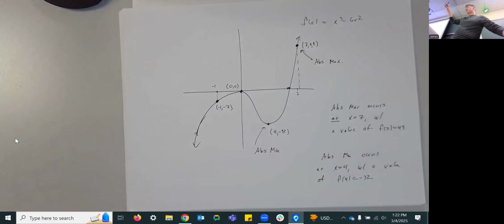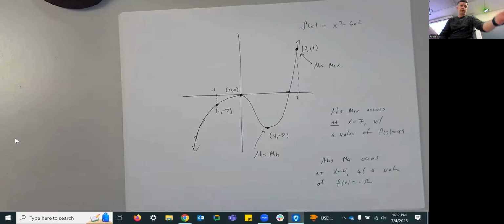The original function. So when you're testing for absolute or global extrema, we're always finding the critical points and the endpoints, and then plugging them back into the original function to see what has the largest value and what has the least value. Let's do another.